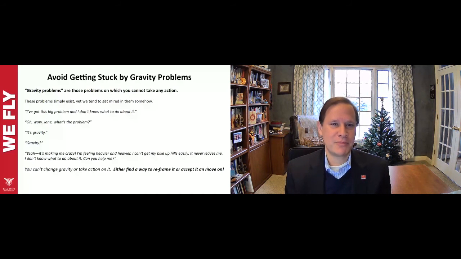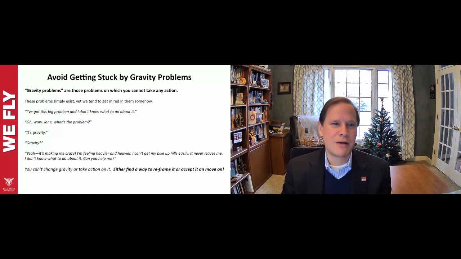The second concept that Burnett and Evans share out of design thinking is avoiding getting stuck by gravity problems. And I love this concept. Ever since I first heard it, I thought that the notion of gravity problems is incredibly powerful. And when we can have the discipline that design thinking suggests, it can really help us lead much more satisfying lives, much less frustrating lives.